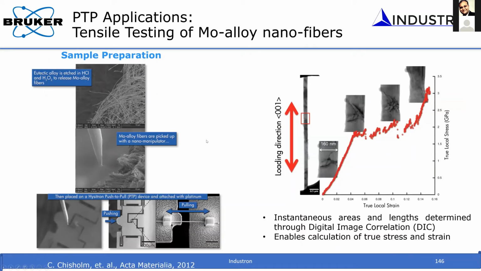Okay, this is one example where you can go and pick the samples. These are all nanowires, molybdenum alloy nanofibers. You can pick them with your manipulators, bring them, and then put them. If you're using the platinum welding technique, you can anchor the specimen in between the gap, and then you can apply the stress. You can see a linear response, and then you start to have plastic deformation. I'll be showing a couple of videos that explain this behavior, okay?